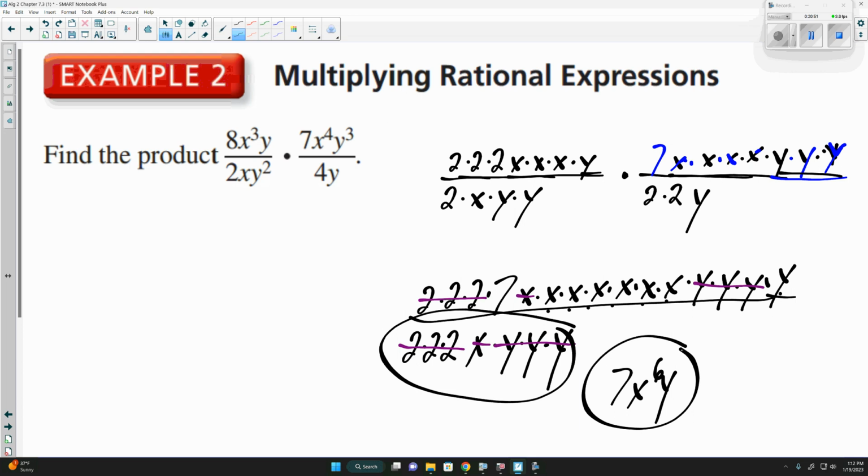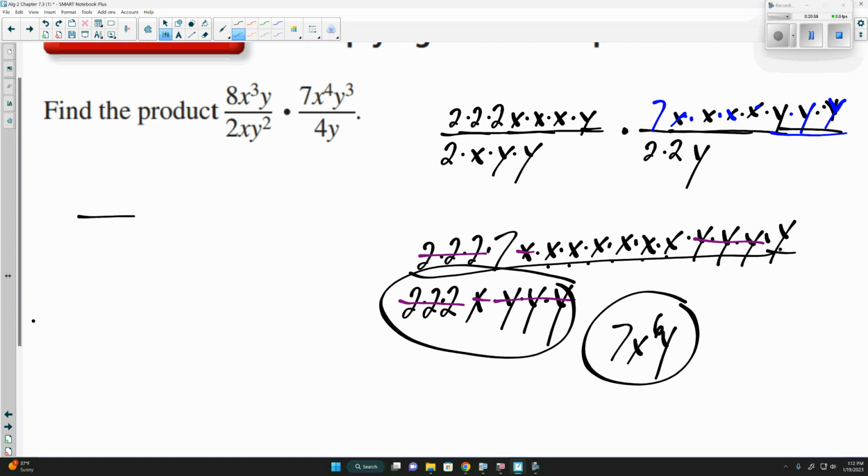This is not my preferred method of doing this. The other way we can do it is multiply first. So we multiply the numbers first. 8 times 7 is 56. Then we do x to the third times x to the fourth. When we multiply like bases, we add the exponents. So 3 plus 4 is 7. We got 7 total. Then we do y to the first times y to the third, which would be y to the fourth.